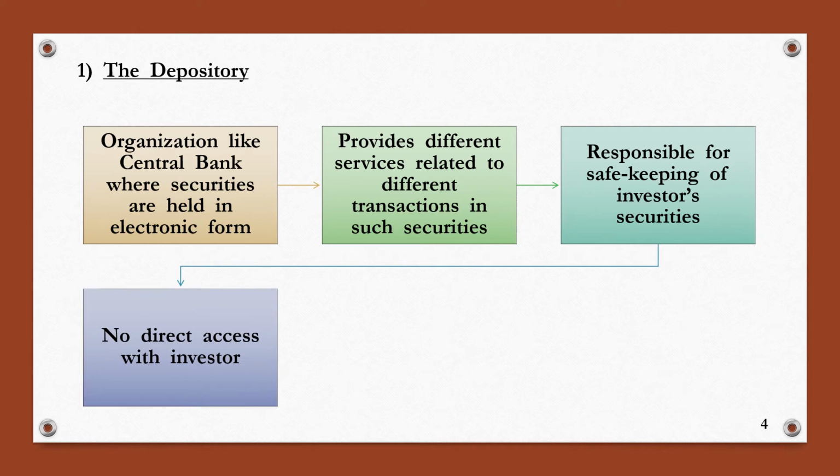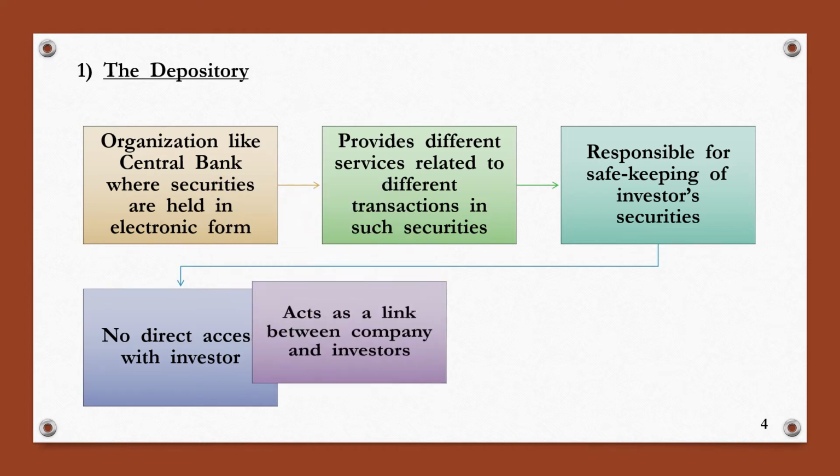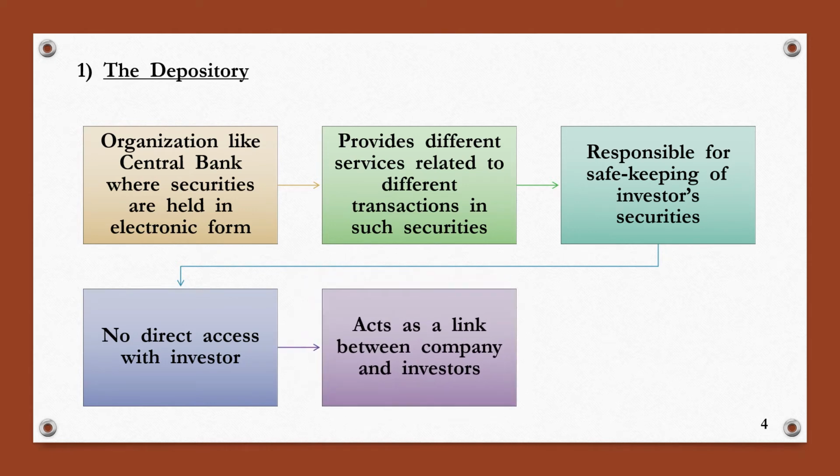However, the depository does not have a direct access to the investors. They deal with the investors through the depository participant, that is DP. And we have already discussed that the role of the DP can be played by banks, by financial institutions, by stockbrokers, etc. Further, the depository acts as a link between the company and the investors, as it helps the investors to buy or sell securities of company such as shares, debentures, bonds, etc. in a paperless manner.